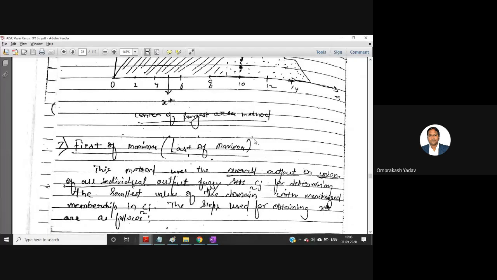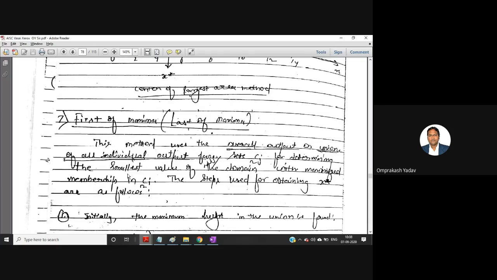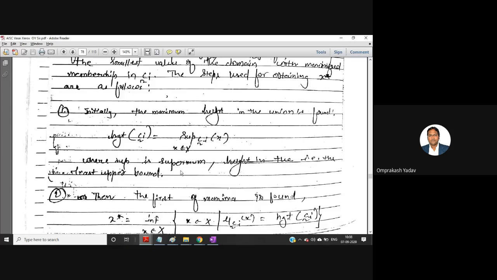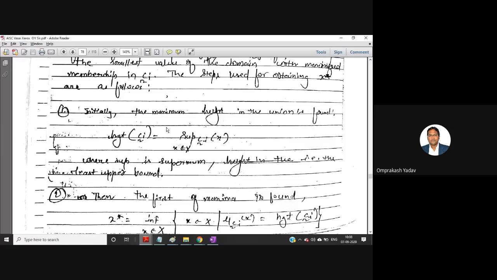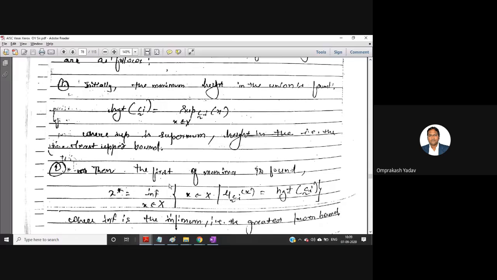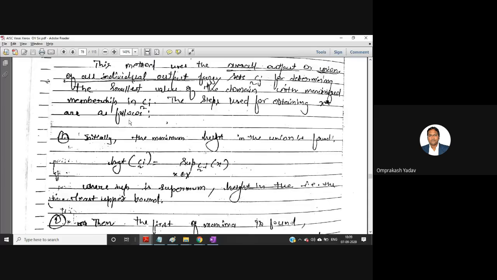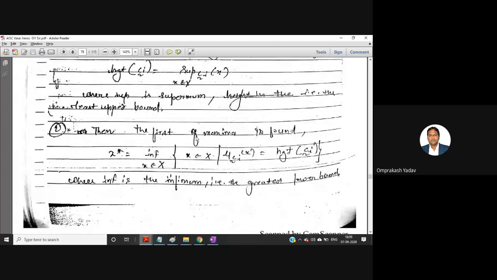So these are all the methods of finding a defuzzified value. All these are defuzzification methods. This method is first of maxima or last of maxima. You can consider either the first of maxima or the last of maxima. There are different steps to find it. First, we determine the maximum height in the union. That means we cover the union of all the shapes, each and every membership value, and then find the supremum, the least upper bound. Then we find the first of maxima, because here the first of maxima is required.